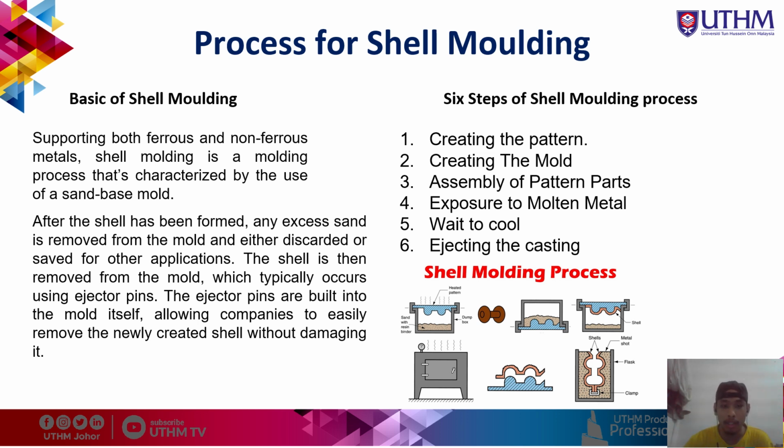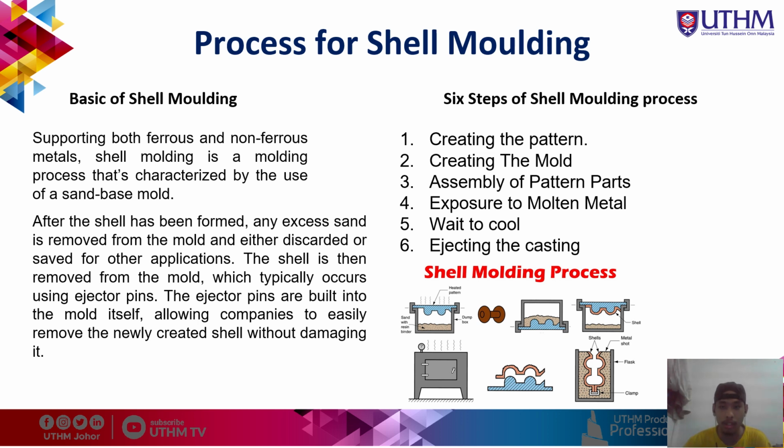The basic of shell molding is that it supports both ferrous and non-ferrous metals. Shell molding is a molding process characterized by the use of a sand-based mold. After the shell has been formed, any excess sand is removed from the mold and either discarded or saved for other applications. The shell is then removed from the mold, which typically occurs using ejector pins. The ejector pins are built into the mold itself, allowing companies to easily remove the newly created shell without damage.